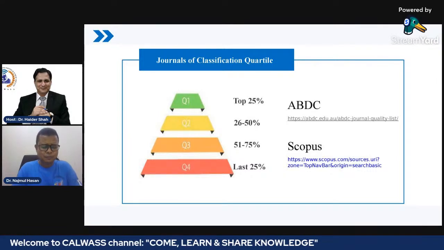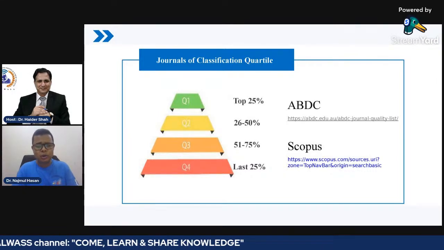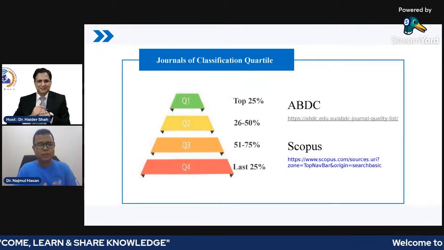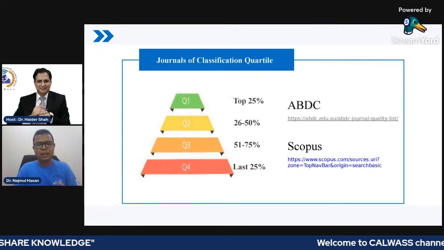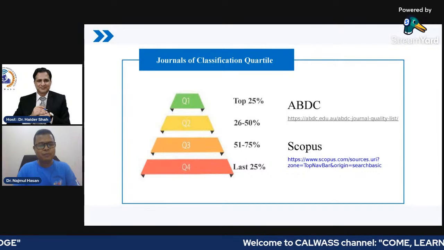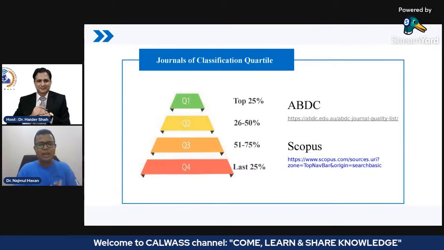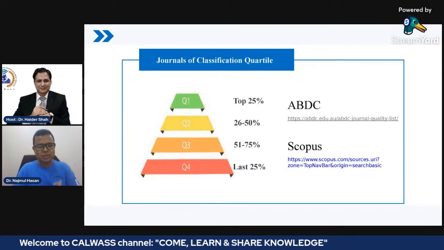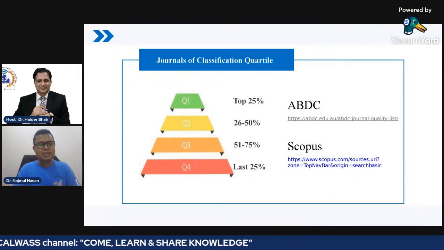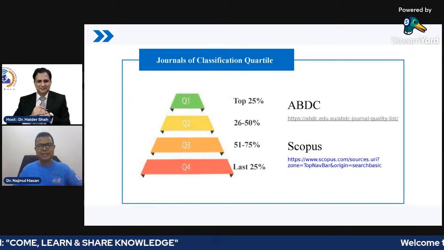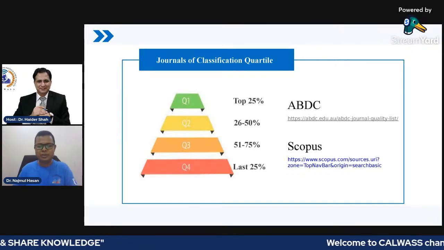And I already told you that a higher impact factor means a quality journal. So the top 25% is Q1, the next 25% is Q2, the next 25% is Q3, and the last 25% is Q4, right? So this is the quantile classification.